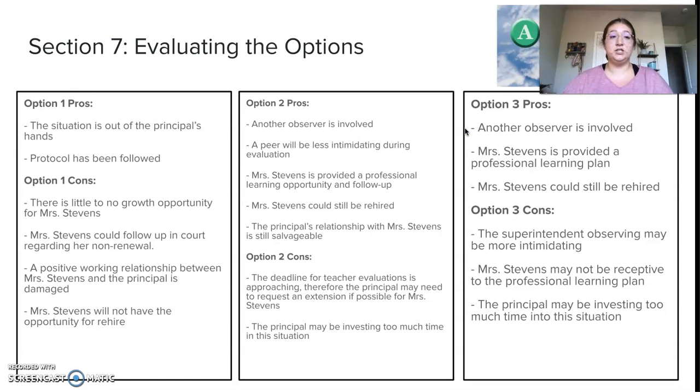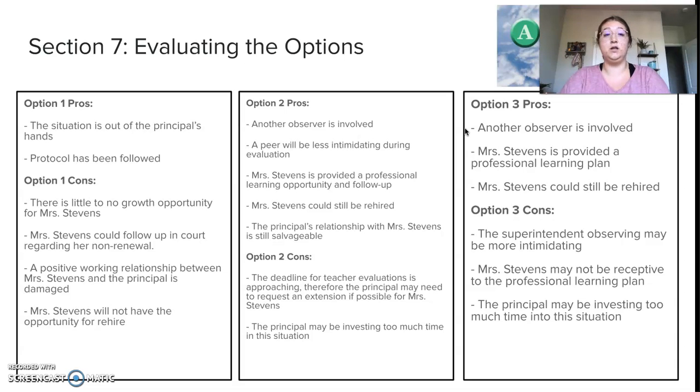So Section 7 focused on evaluating these different options. Option 1 pros include that the situation is out of the principal's hand and that he's followed the protocol. Option 1 cons: there's little to no growth opportunity for Mrs. Stevens. Mrs. Stevens could follow up in court regarding her non-renewal. A positive working relationship between Mrs. Stevens and the principal has been damaged, and Mrs. Stevens will not have the opportunity for rehire.